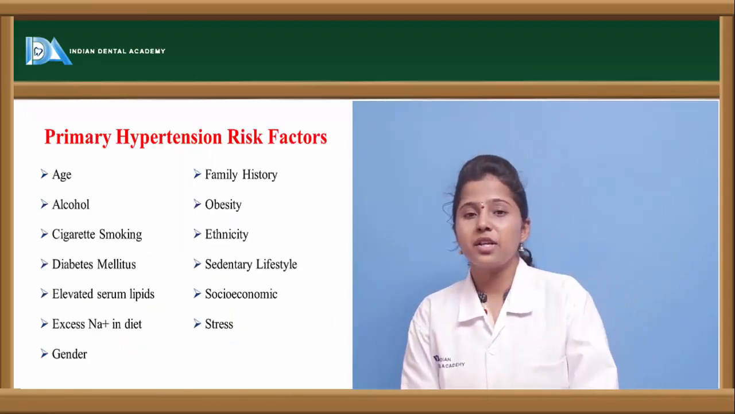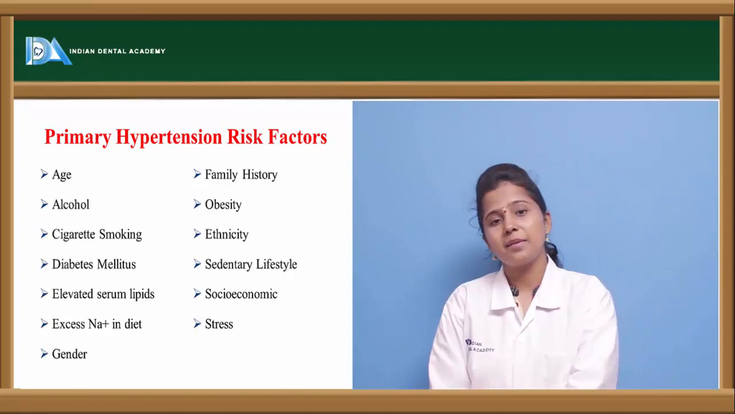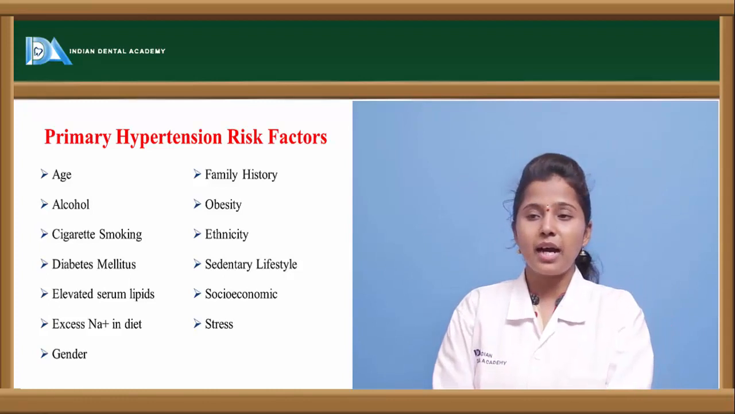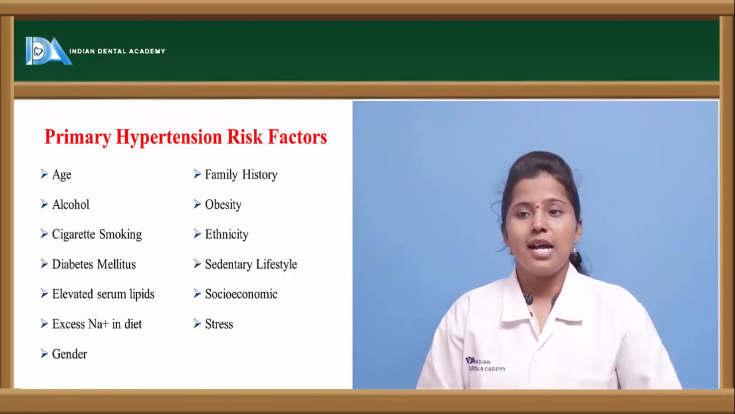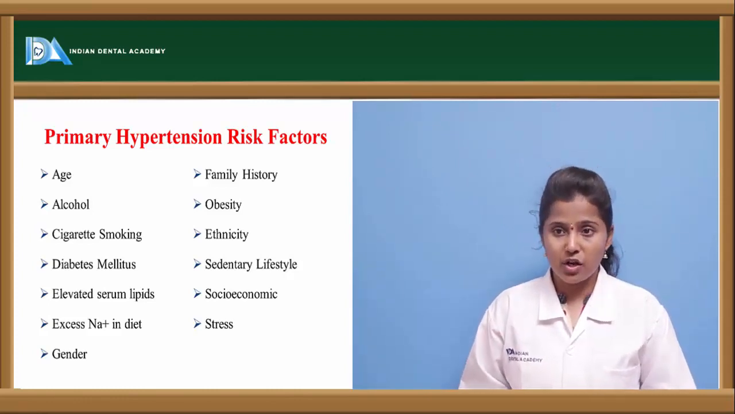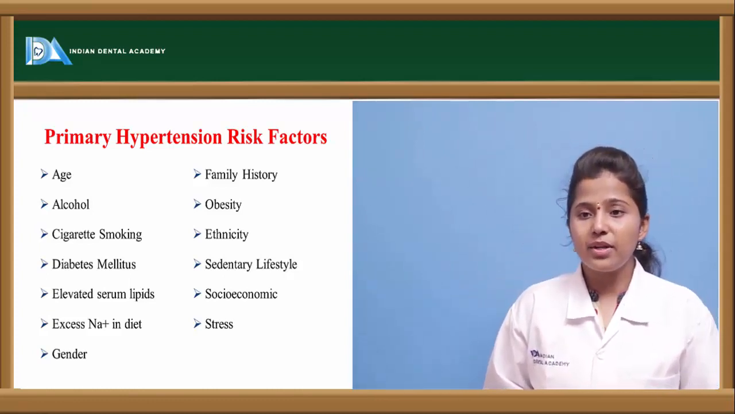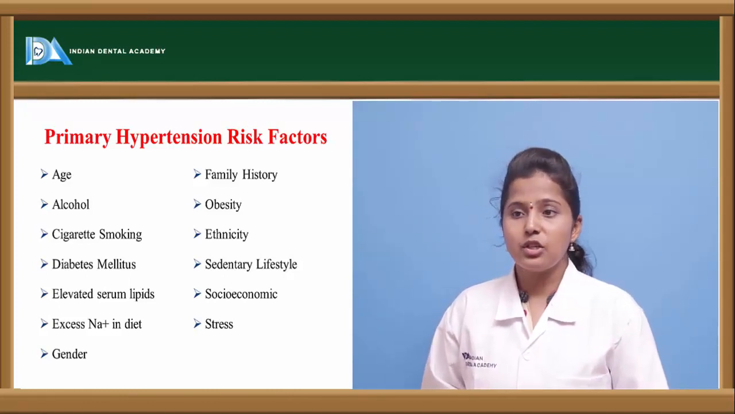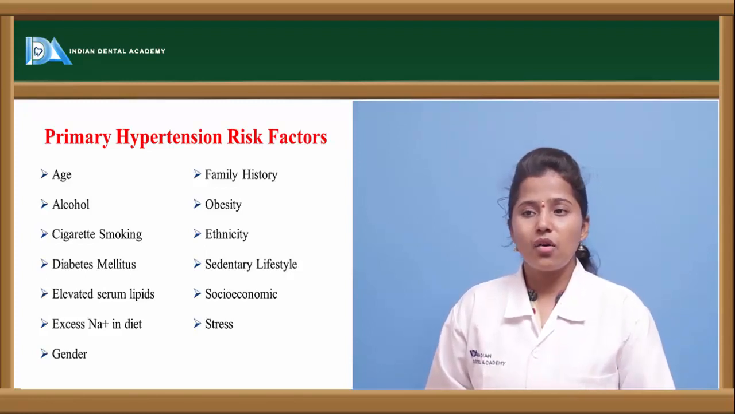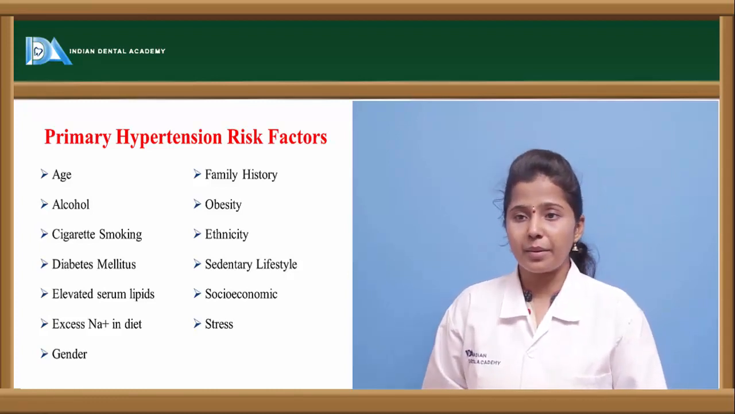Next, primary hypertension risk factors, because the main essential hypertension should be treated. Secondary hypertension can be treated by medication for the other diseases, that won't be a problem. But primary hypertension risk factors, let us see. Age: as the age increases, definitely heart rate will decrease. If heart rate is decreased, hypertension is caused. Alcohol, smoking, diabetes mellitus, elevated serum levels, excess sodium in the diet, gender, family history, obesity, sedentary lifestyle, stress. These are all the factors which cause more risk of primary hypertension.